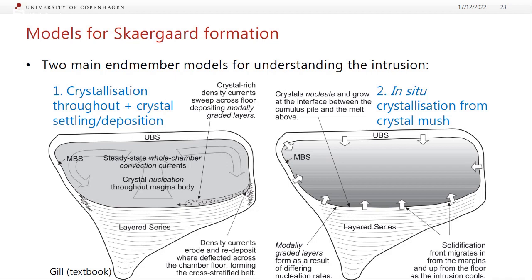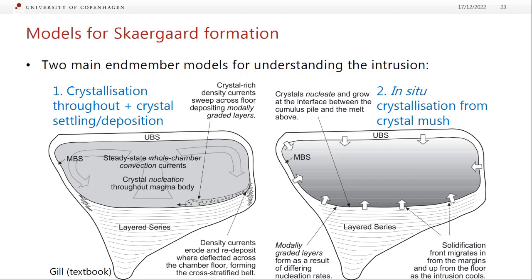The first one is that we have crystallization throughout. What's happening there is the magma chamber, a big hot blob of liquid, is colder at the top than the bottom, so you're going to get a convection system. So the whole magma chamber is convecting. This is the old school idea: crystals begin to nucleate free floating in that magma. When I say nucleate, I mean that's the first step of forming a new crystal. And then they basically settle and hit the floor and leave layers.